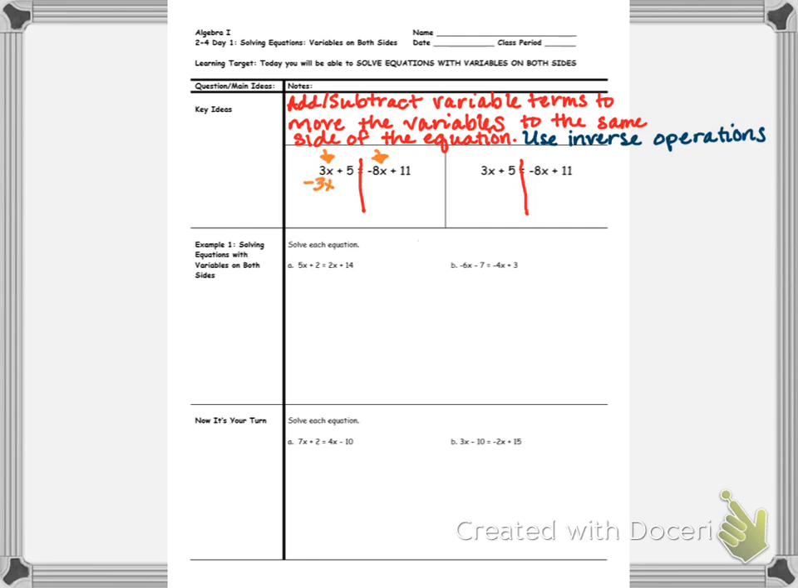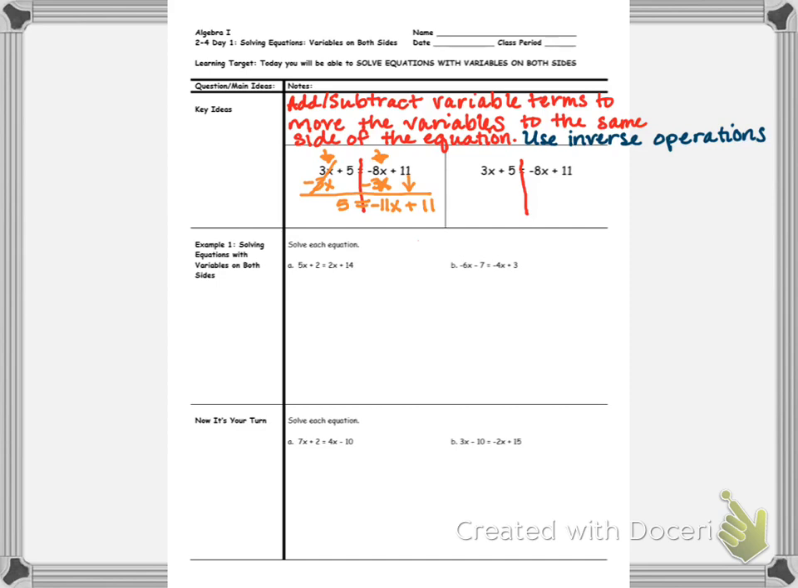It's a positive 3x, so I'm going to do the opposite operation and subtract 3x on both sides of the equal sign. That cancels out to 0. I bring down this 5. Negative 8x minus 3x is negative 11x. And then I just bring down that plus 11. Remember, this part is not focused on solving. Now I have a 2-step equation. I already know how to do that, so I just solve it as regular. So our new skill is first moving the variables all over to one side.